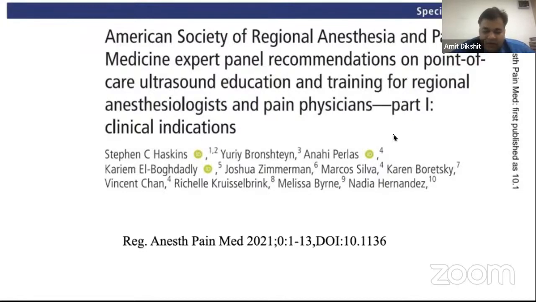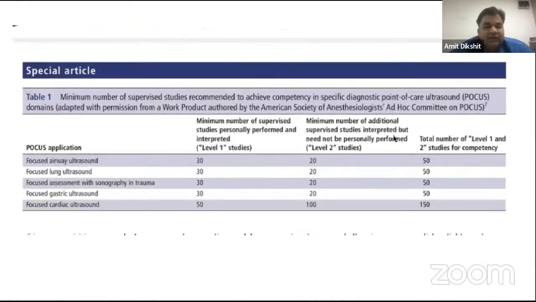And one of them, ASRA, has come up with guidelines that if you do focus scanning for at least 30 patients for airway, you are a level one provider. And I think this number is not very big. 30, you can easily become a level one provider, and additional 220 supervised. So it's not a very, very difficult task. If you follow two or three conferences, workshops, even one week of training is good enough training, and you will have good success with it.